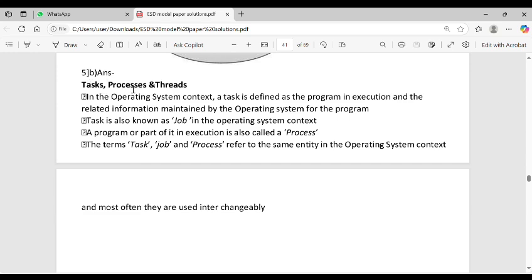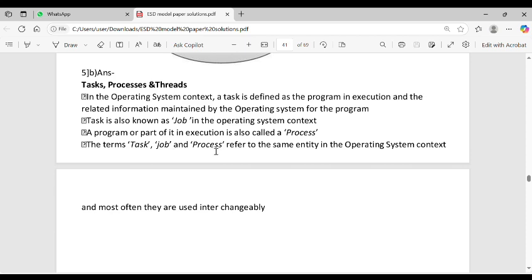And here is the 5th B answer. Task, process and threads. In the operating system context, a task is defined as the program in execution and the related information maintained by the operating system for the program. The task is also known as a job in the operating system context. A program or a part of it in execution is also called a process.